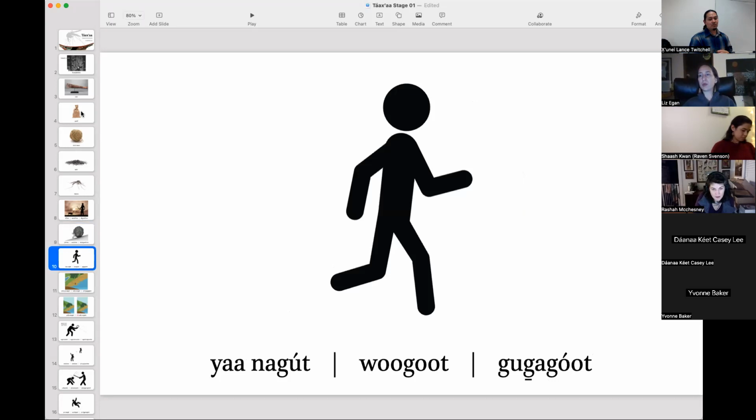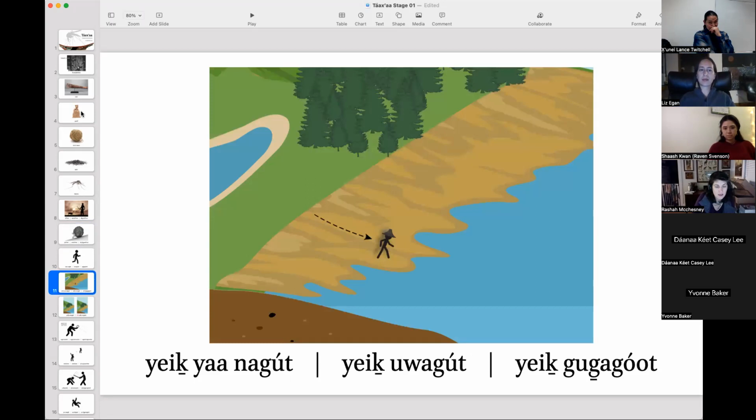What's this one talking about? Walking, has walked, going to walk. Yes, walking, walked, will walk. What about this one? Walking towards the ocean.